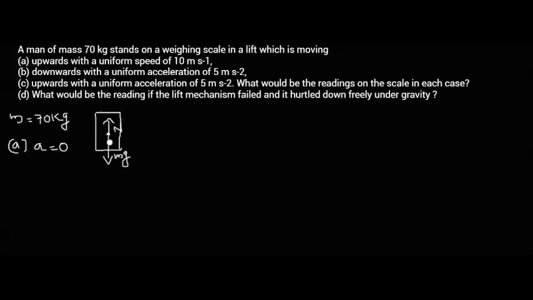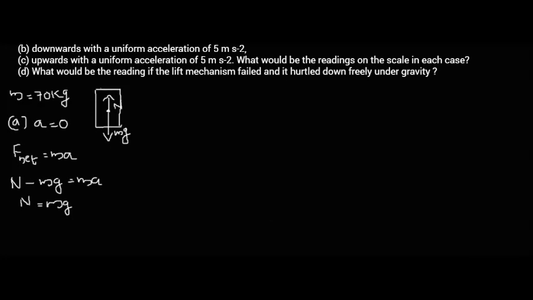Next thing is we have to apply Newton's second law in the given situation. So F net is equal to mass into acceleration. Right. Since in the given situation the lift is moving upward, I will write the normal reaction first. So N minus mg is equal to ma, and here acceleration is equal to 0. So N is equal to mg. The normal reaction will give you the apparent weight measured by the weighing balance or weighing machine.